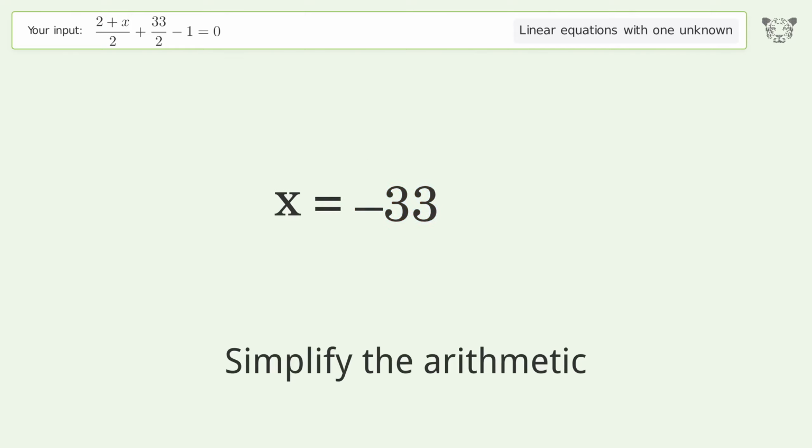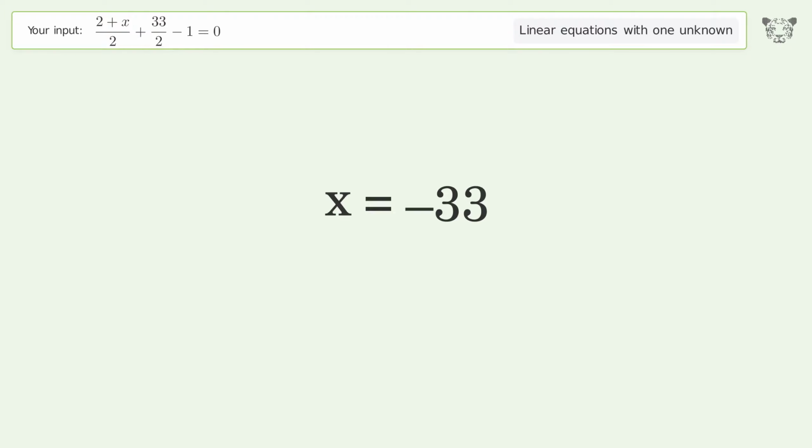And so the final result is x equals -33.